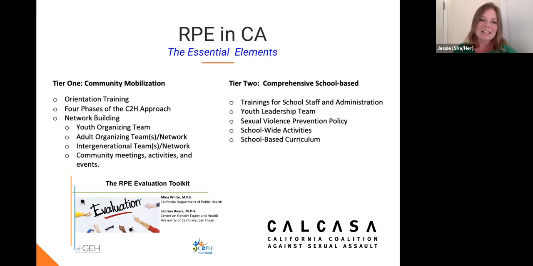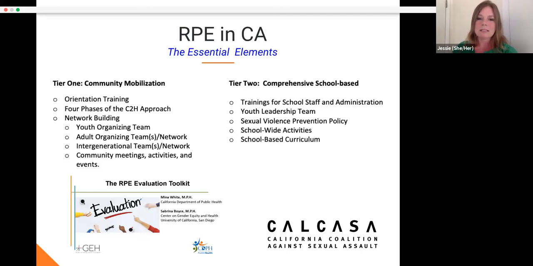So you can see specificity in those essential elements for community mobilization, including the 4 phases of the close to home approach, including youth and adult organizing. And in comprehensive school-based programs, highlighted things are youth leadership teams who contribute to developing school-wide activities and looking at sexual violence prevention policy. So these get us toward the more community level change that makes some larger impacts for more people.